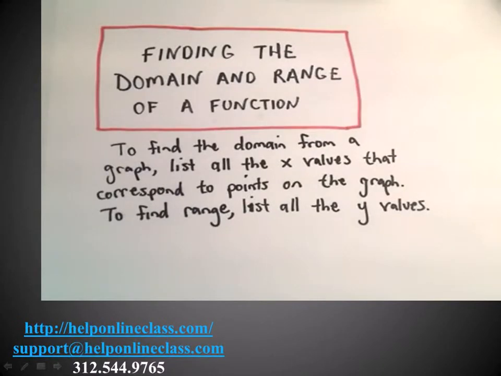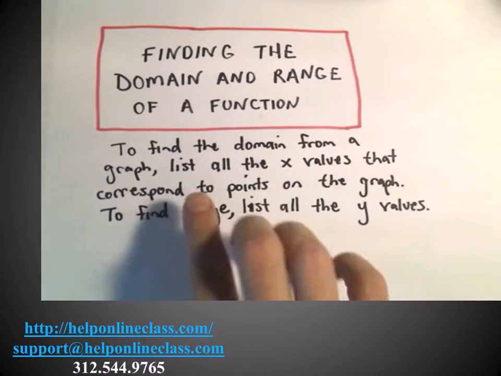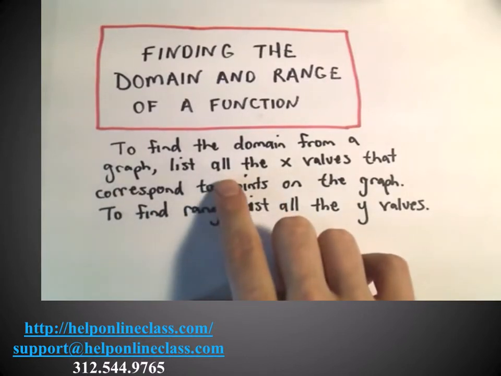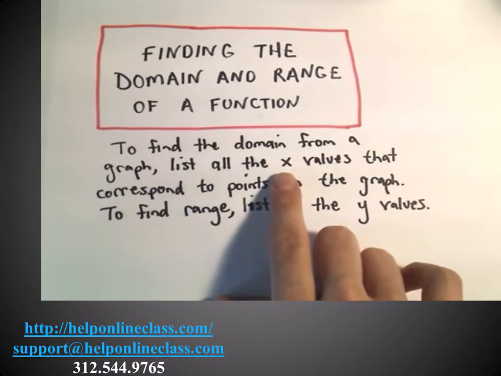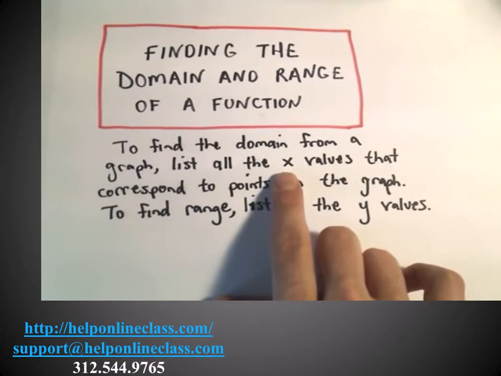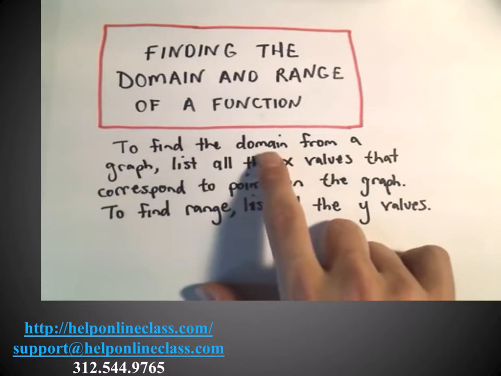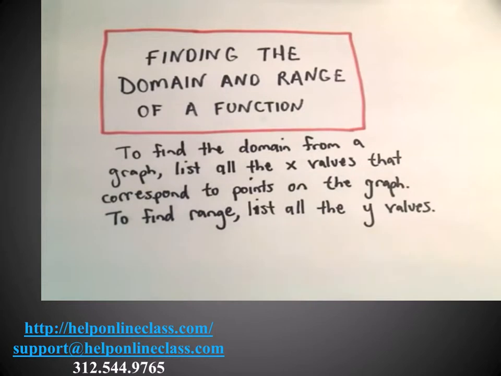Alright, in this video I want to talk about finding the domain and range of a function if you're given a graph. The basic idea to find the domain from a graph is to think about all the points on the graph and list out all the x values that get used. All the x values that get used, those are what we refer to as the domain of the function. To get the range, we simply list all the y values that ever get used on our graph.